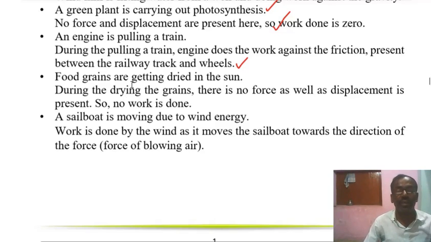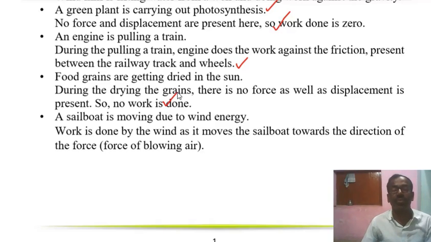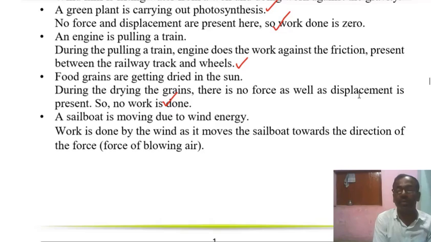Food grains are getting dried in the sun. So the answer of the question will be in this way. During the drying of the grains, there is no force as well as no displacement present. So no work is done. The work done is the multiplication of force and displacement.